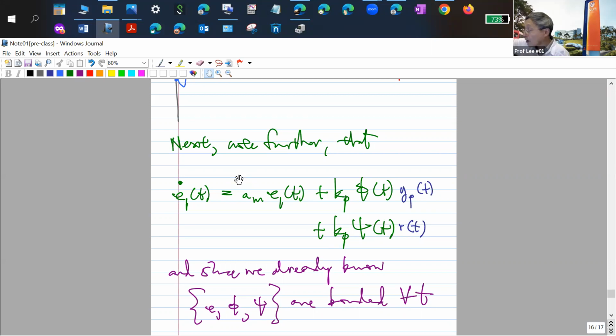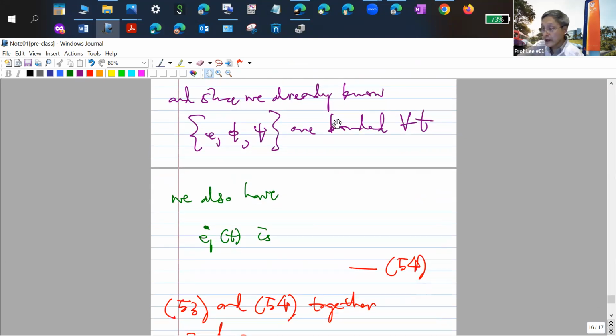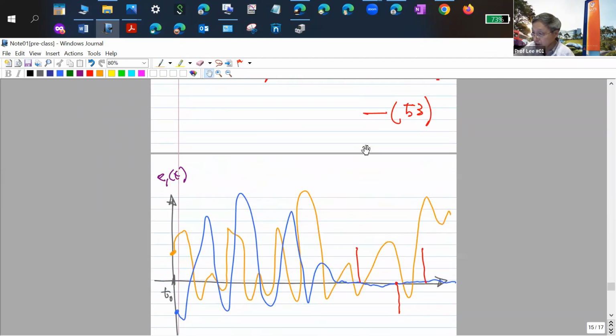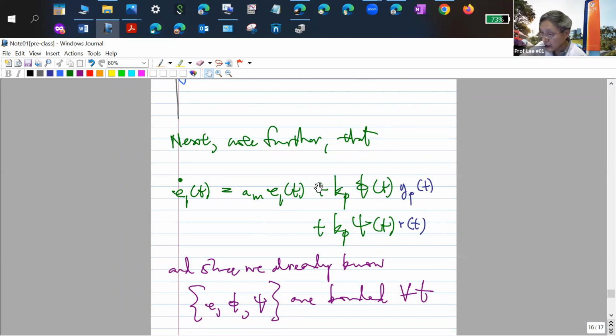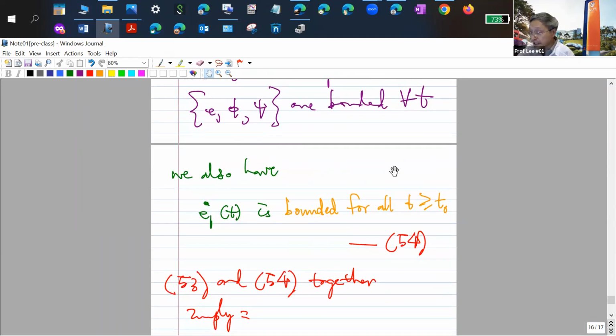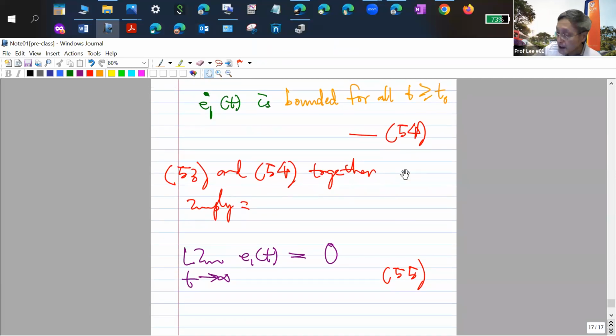Since we also have that E1 dot is bounded for all T greater than whatever you started off with, these two things together, the fact that you have this L2 result and this boundedness result on E1 dot, the L infinity result, finally imply that indeed in our adaptive controller we got what we want: the tracking error is guaranteed to go to zero.